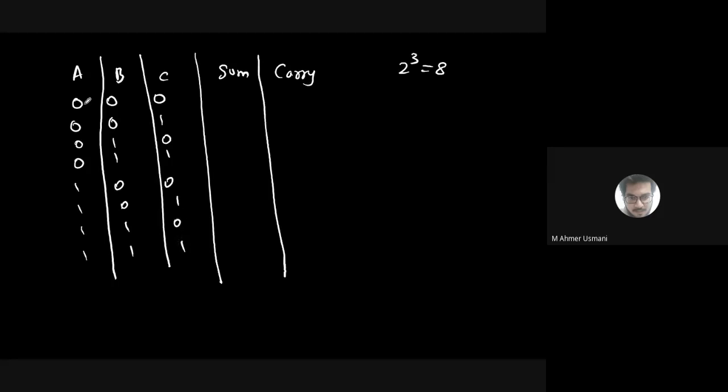Okay. So if you have 0 plus 0 plus 0, what will be the sum? 0. Carry will be 0. If we have 0 plus 0 plus 1, what will be the sum? It will be 1. Carry will be 0. 0 plus 1 is 1. 1 plus 0 is 1. Carry is 0. 0 plus 1 is 1. 1 plus 1 is 2.